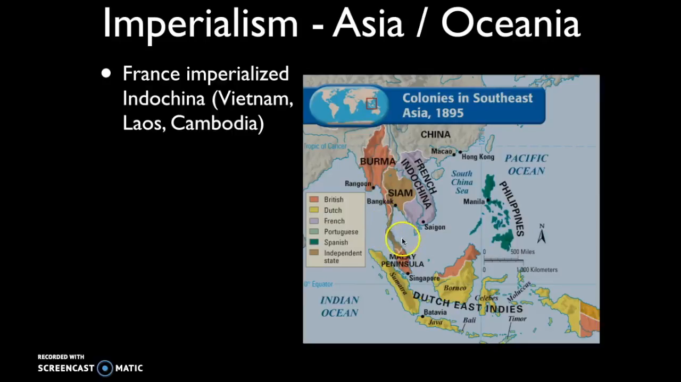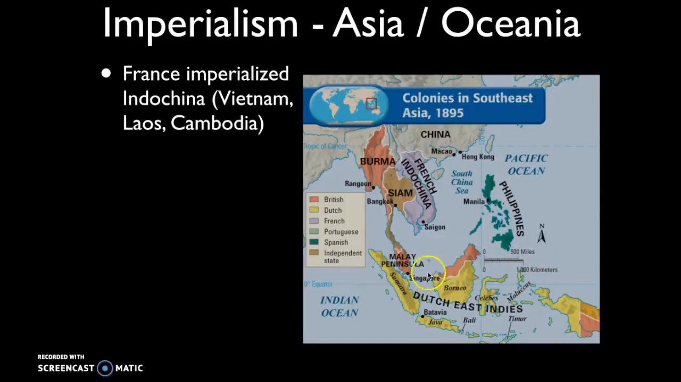Siam, very similar to Ethiopia, maintained its independence. The king of Siam was able to play the French and the British against one another and establish a buffer zone between the two regions. The Malay Peninsula down here was controlled also by the British, who established control over the port of Singapore.